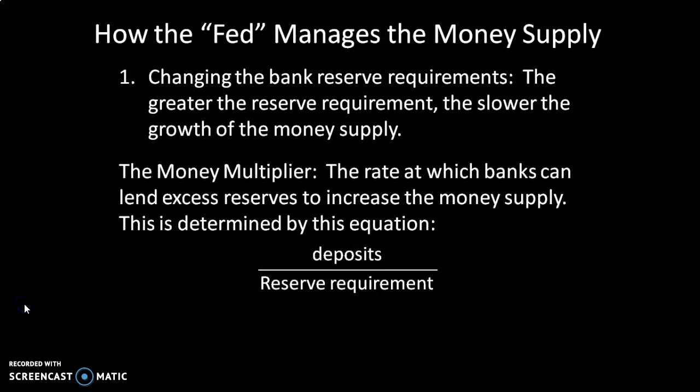And we have an equation here that I want you to make note of, the money multiplier. This is the rate at which banks can lend excess reserves to increase the money supply. And that money multiplier then is shown with the equation that you have there. You take the size of a deposit, divide it by the reserve requirement, which is expressed in percentages, and you will get how much money can be created from a single deposit.